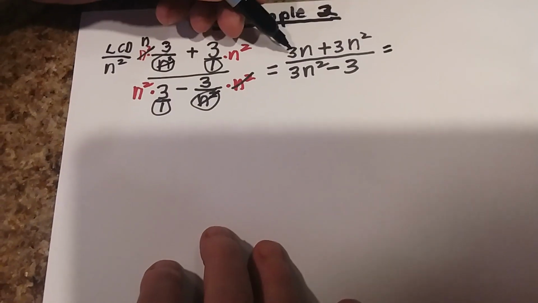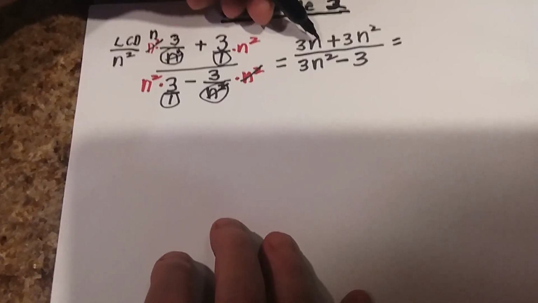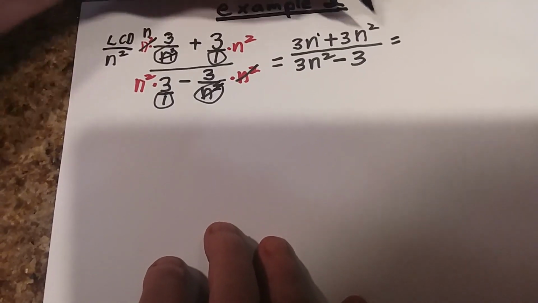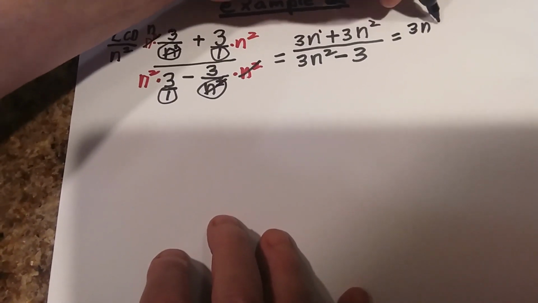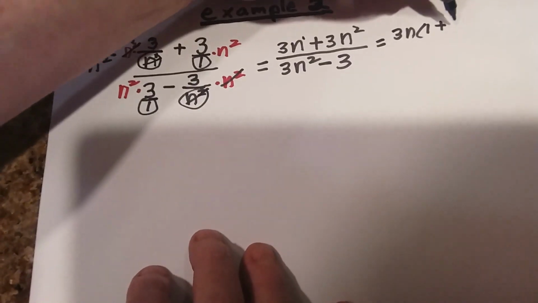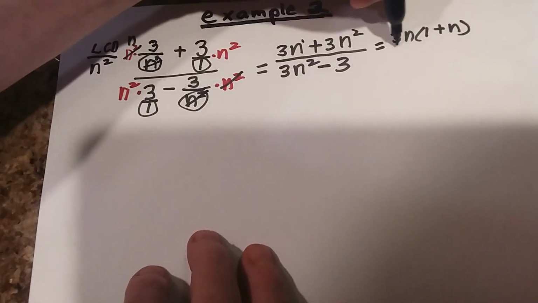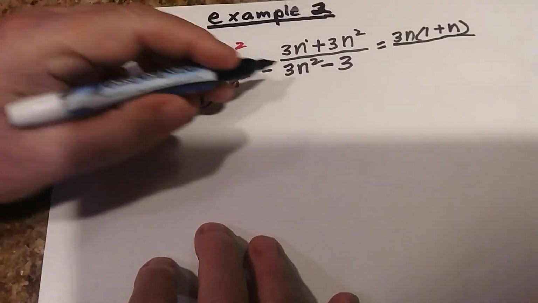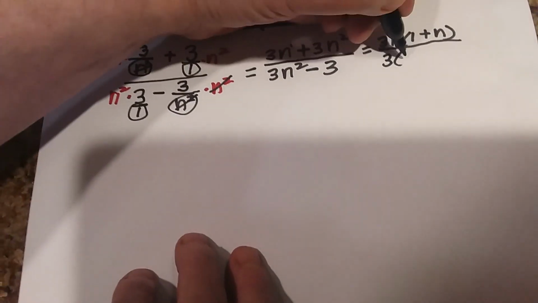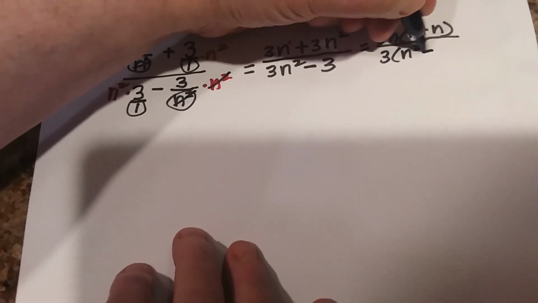There's a 3 in common, and there's an n in common. You remember to take out the lowest, which is n, or n1. So we take out a 3 and an n, common factoring, and we get 1 plus n. Okay, now let's look at the bottom. There's a 3 here, so we take out a 3, and we're left with n squared minus 1.